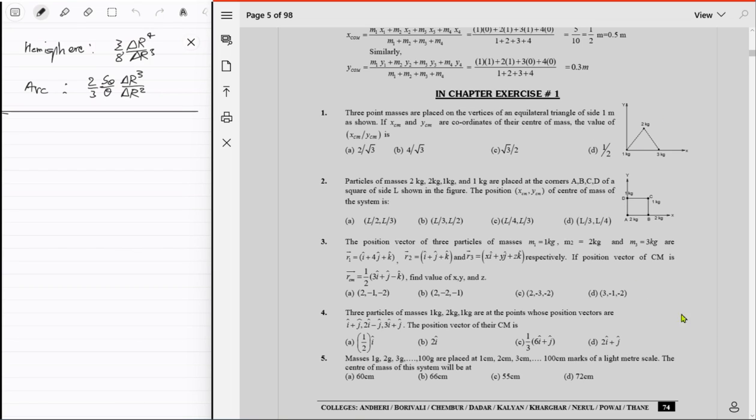It's just going to be 1 comma square root of 3. That's the weighted r vector, and for this one the weighted r vector is just 3. So add them, we get 4 comma square root of 3, and then divide by the total mass, which happens to be 6. So we get 4 comma square root of 3 upon 6. We just want y upon x, so the division doesn't matter. y upon x is square root of 3 upon 4, which happens to not be among the options for some reason.